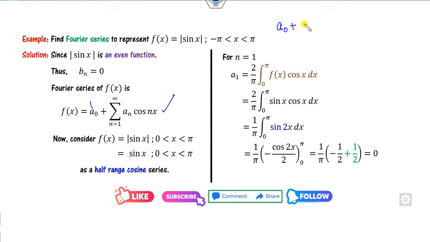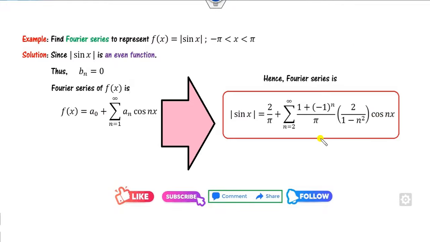I can write this as a1 cos x plus summation n varies from 2 to infinity an cos nx. Substitute the value of a0, a1 and an. a1 is 0, so this whole quantity will be 0. Is that right?